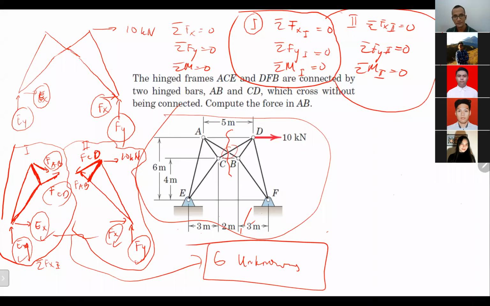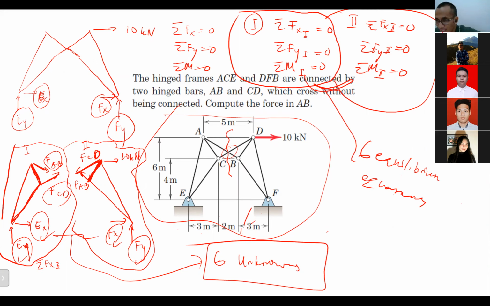Now I'm asking you, in total, from the first and the second free body diagram, we have how many equations? 6. How many equilibrium equations? 6 as well. In total, here we have 6 equilibrium equations. 6 unknowns, 6 equations. Can we solve it? Yes, we can. This is the case where we have to use both free body diagrams. We have to use all equations in both free body diagrams.